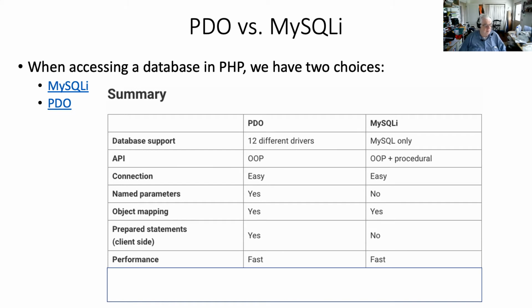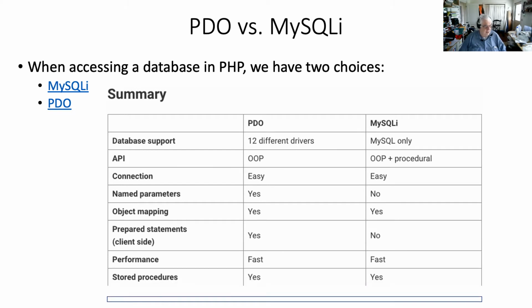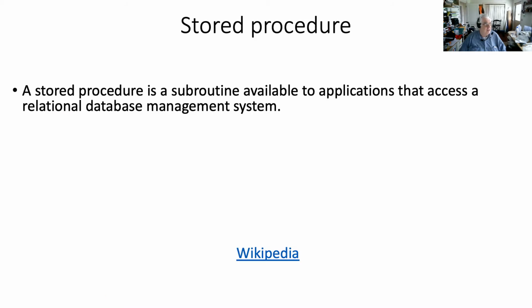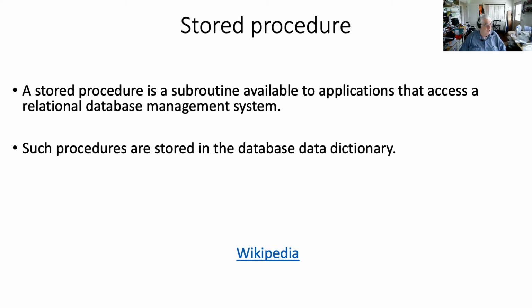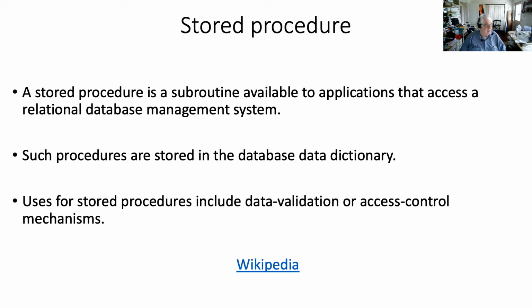Alright, performance, they're both fast, and stored procedures, they both have the ability to do stored procedures. And a stored procedure is a subroutine available to the application that accesses a relational database management system. All this came out of Wikipedia, by the way. Such procedures are stored in the database data dictionary, and using a stored procedure includes the data validation or access control mechanisms.